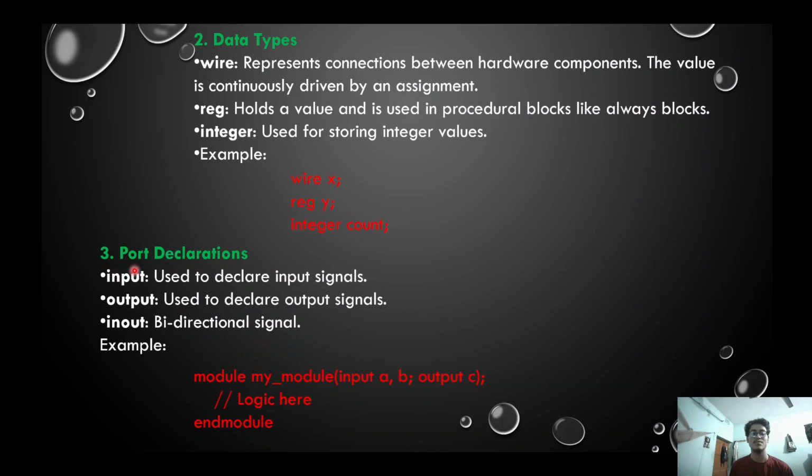The third Verilog syntax is port declaration. Ports can be several types like input, output, inout. Input ports are used to declare input signals, output ports are used to declare output signals, inout ports are used to declare input as well as output ports. It means the inout ports are bidirectional signals. In this example, A and B are input ports, C is an output port.